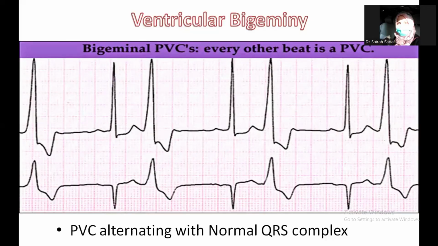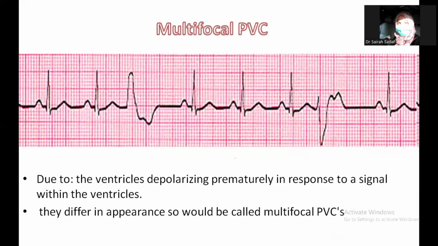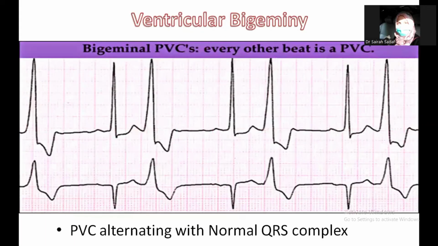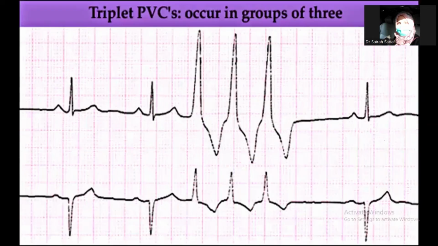And this is bigeminy. Bigeminy means the PVC has started appearing alternating with a normal QRS complex. One will be a normal QRS complex, the other will be the abnormal. Then normal, then abnormal. When it starts appearing like this, we call it bigeminy. This is different because over here it's appearing at different intervals and different timings, sometimes upwards, sometimes downwards, sometimes in between. But bigeminy means that it is alternating with a normal QRS complex.